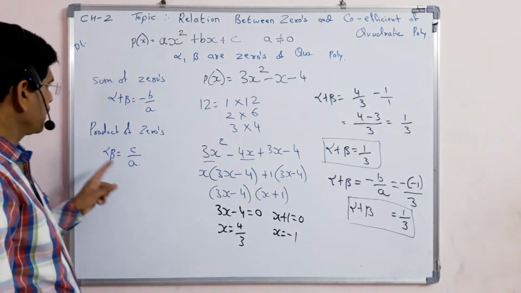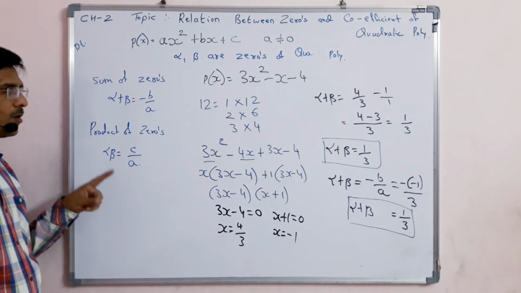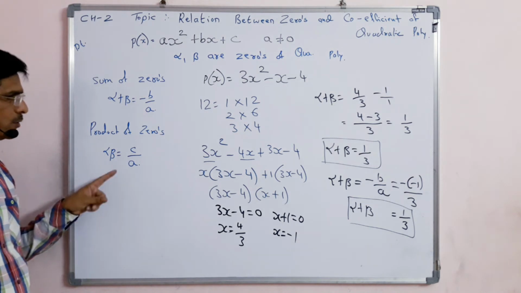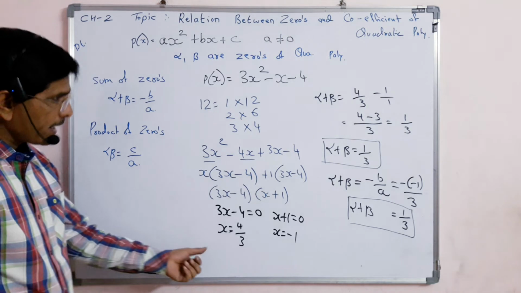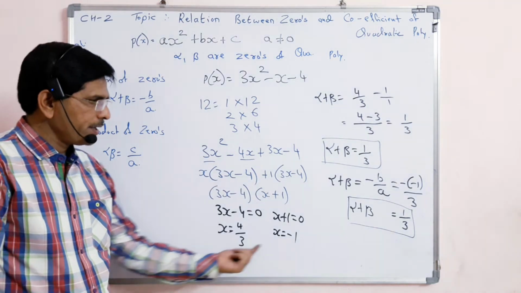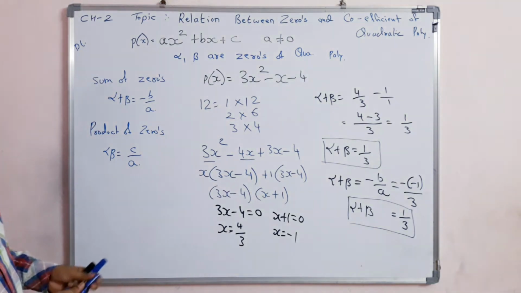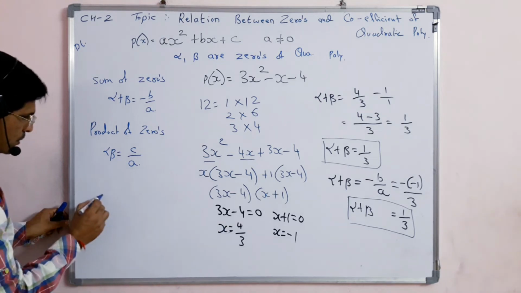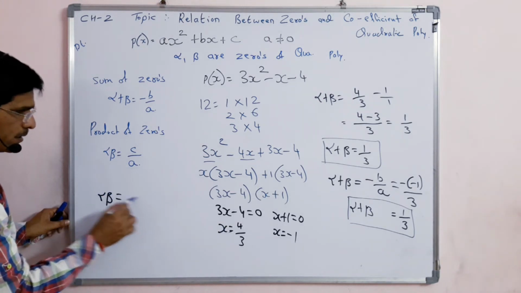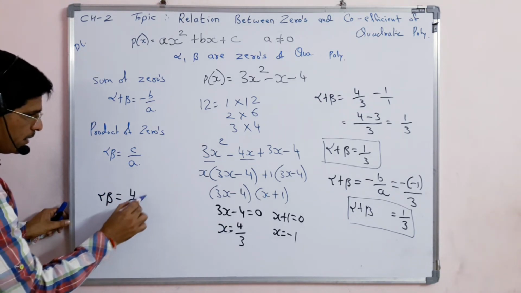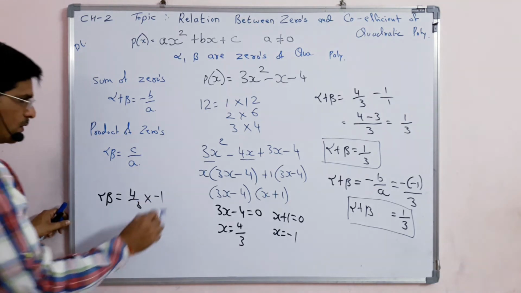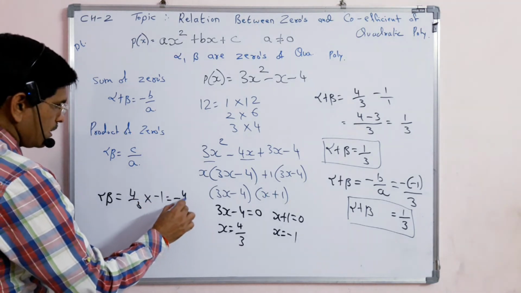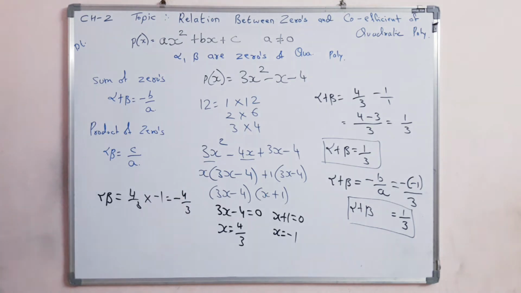Now the same thing for the product of zeros: alpha into beta is c by a, or we have to say alpha into beta, that is the product of zeros. So alpha into beta, that is 4 by 3 multiplied by 1. We can get the answer minus 4 by 3.